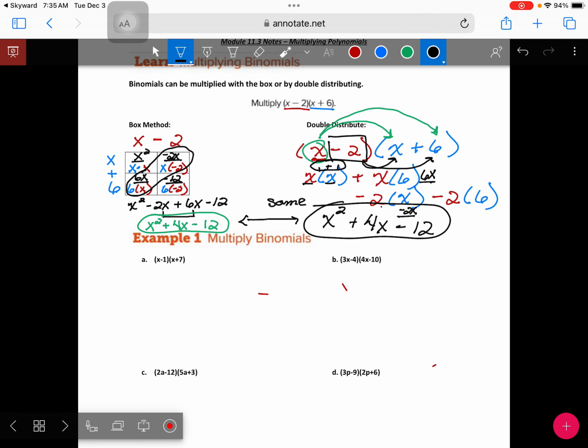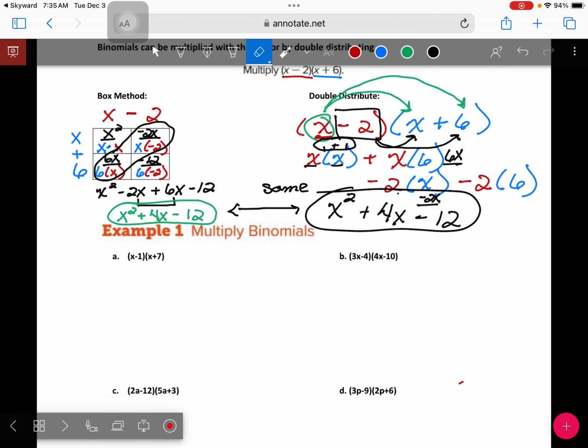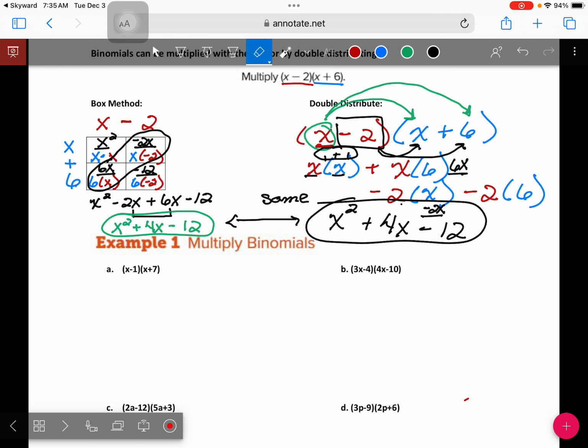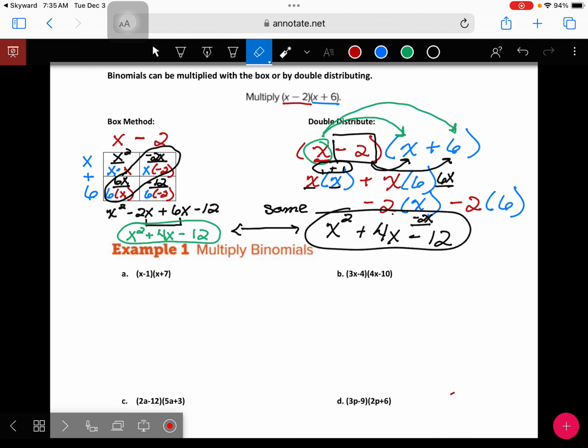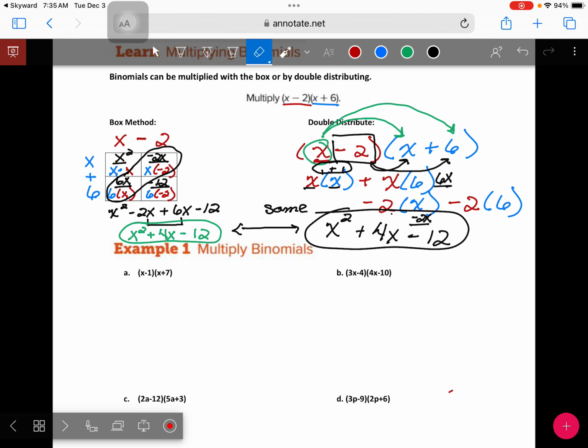Okay? So the first one is called the box method because you put it on the outside of the box. And the second one is called double distributive method. Okay? Any questions about either of those? How many right now think you like the box method better? Raise your hand. Anybody think they like the double distributive better? Okay, you can use whichever method that you like, all right? Are there any questions before I go on? Because I'm going to do a little bit of both for each.